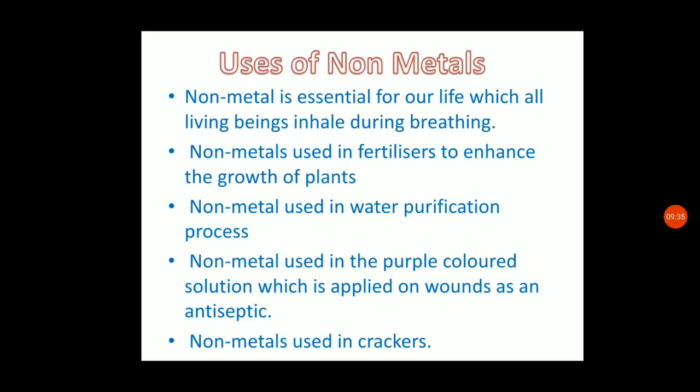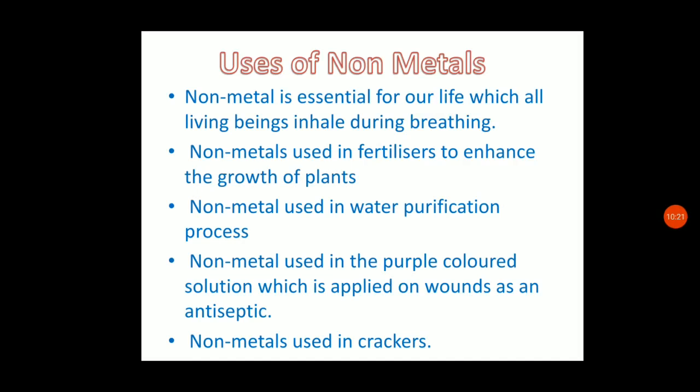Next we will see what are the uses of non-metals. So can you name some of the non-metals? Carbon, oxygen, sulfur. So these are some of the non-metals. Oxygen is used for breathing. This is a lifesaver. And non-metals are used in making the fertilizers. So why the fertilizers are used? To enhance the growth of the plants. And non-metal is used in water purification process. Here chlorine is used in the purification of the water.